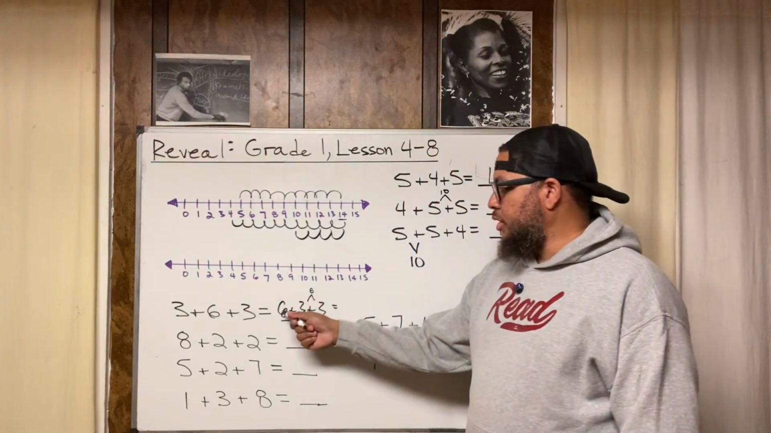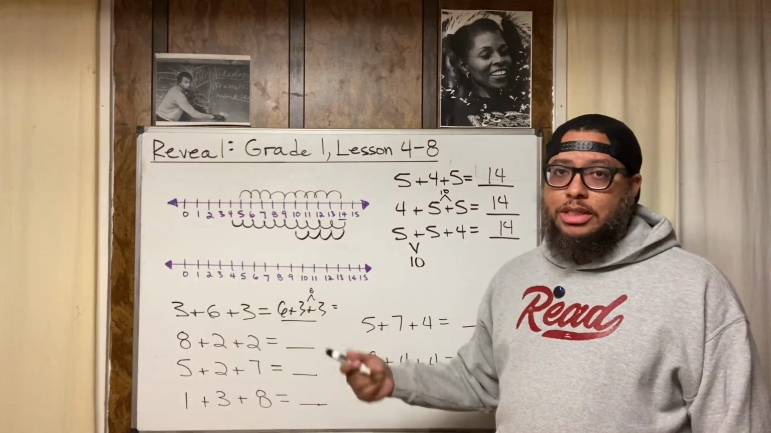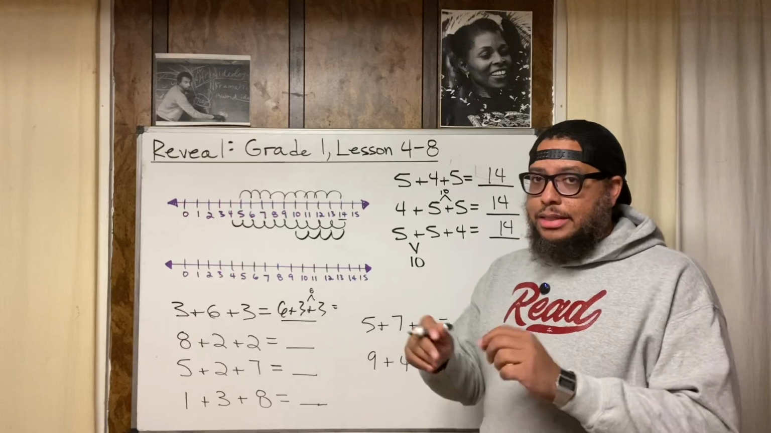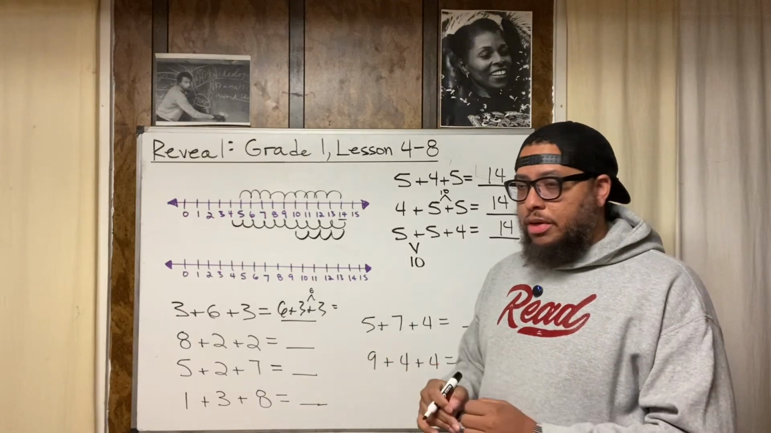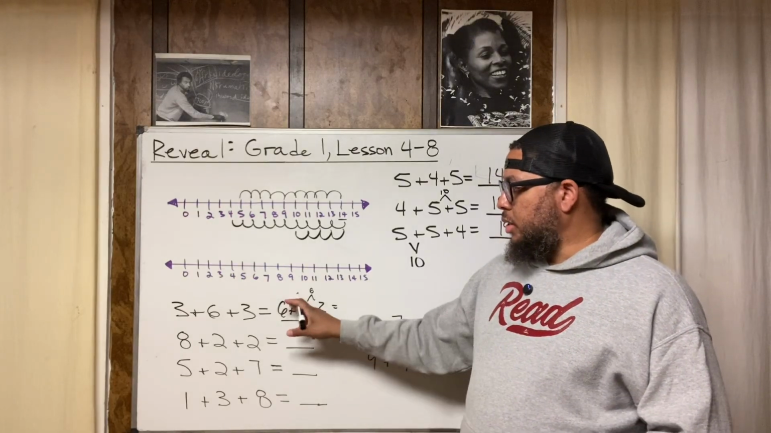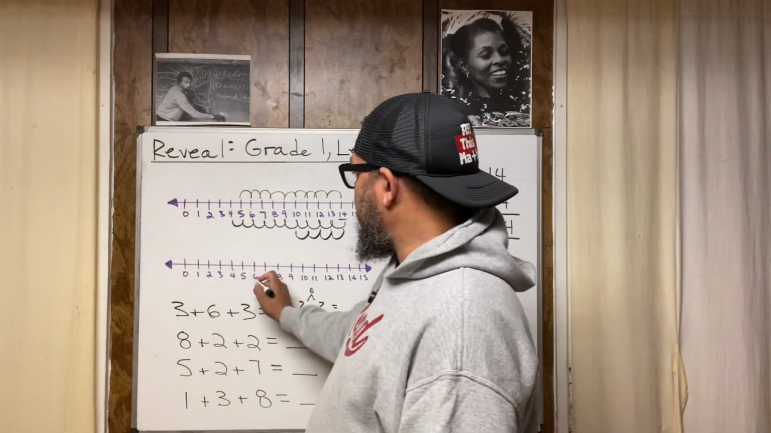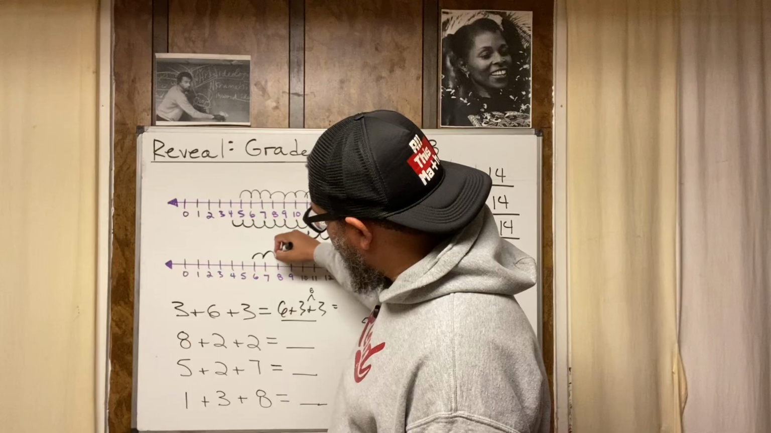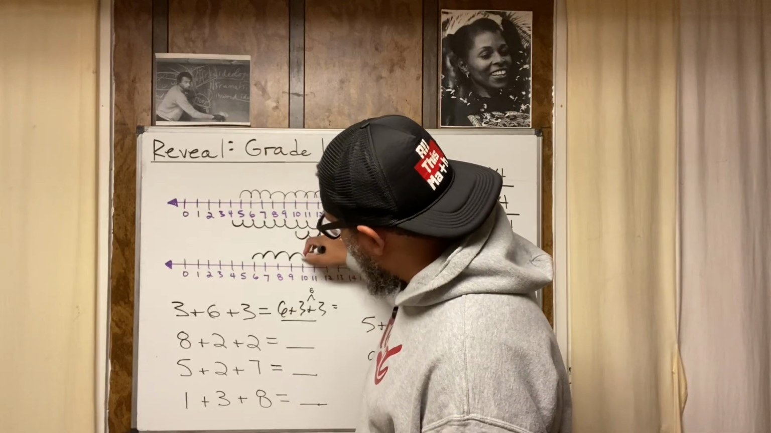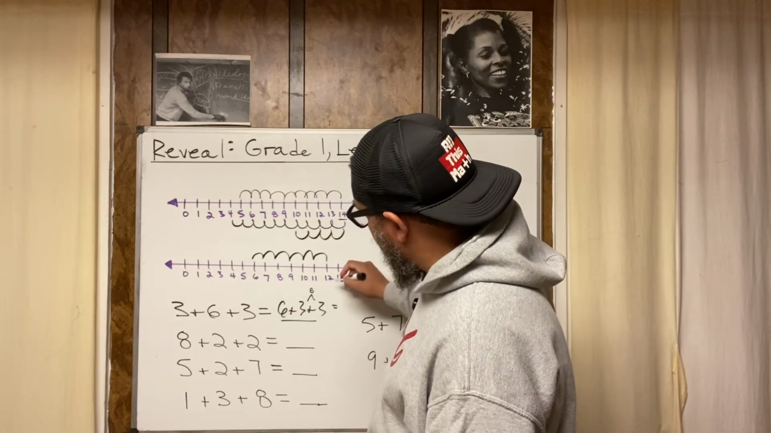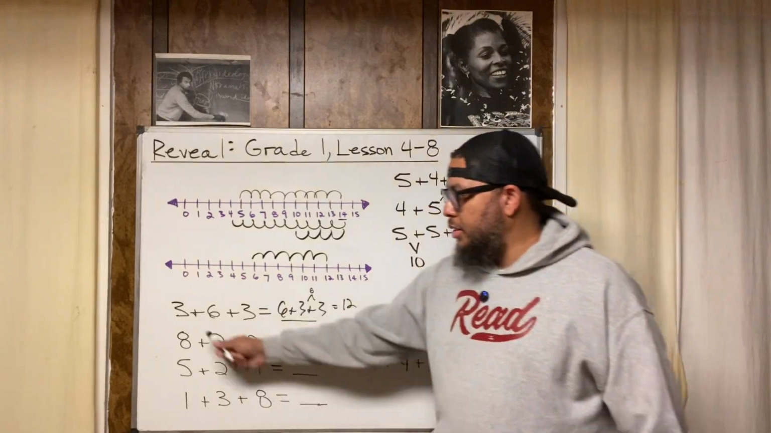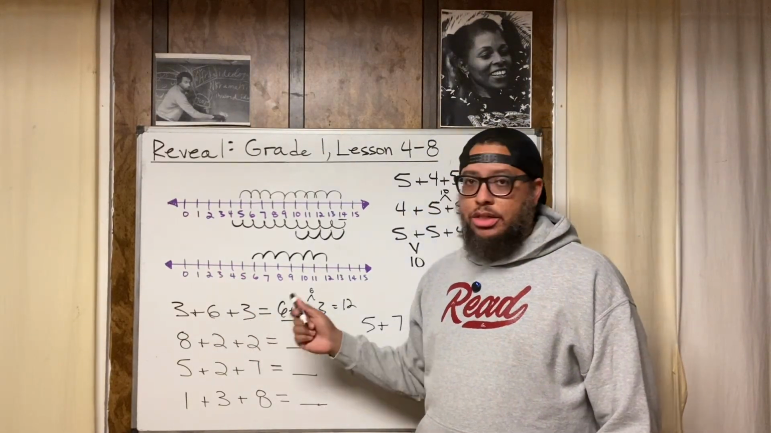So now instead of doing 6 plus 3 plus 3, I'm really doing 6 plus 6, since 3 plus 3 is equivalent, meaning it has the same value as 6. So let's do 6 plus 6. If we start on the number line at 6, we jump once, twice, 3 times, 4 times, 5 times, 6 times. We end up at 12. Our final answer is 12. So that means that 3 plus 6 plus 3 is 12.